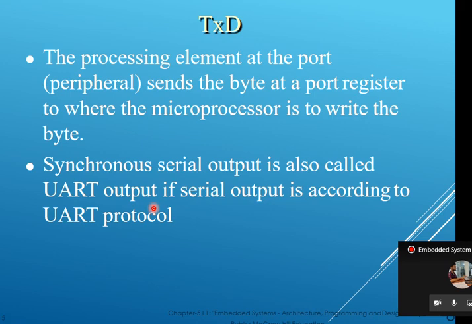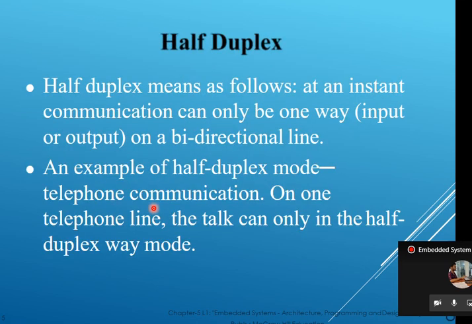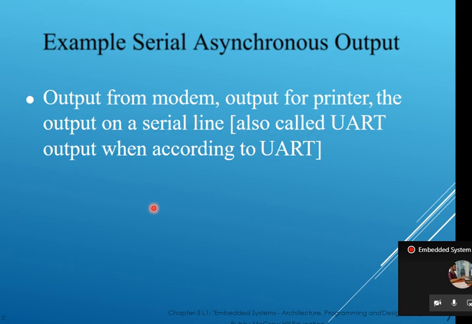They have given some examples: output from a modem, output from a printer. The output on a serial line is also called UART. So the modem works under the Universal Asynchronous Receiver Transmitter. That is the main thing. And one more example is the printer.